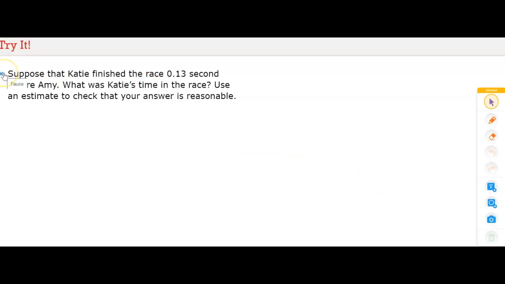Suppose that Katie finished the race 13 hundredths of a second before Amy. What was Katie's time in the race? Use an estimate to check that your answer is reasonable. So we're going to look at Amy's time again. Amy's time was 20 and 7 tenths. And then we have 13 hundredths of a second. Katie finished before Amy, so we're going to subtract that.